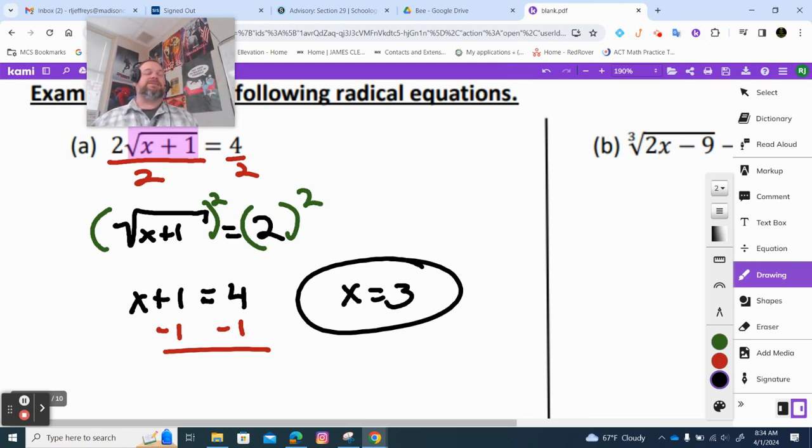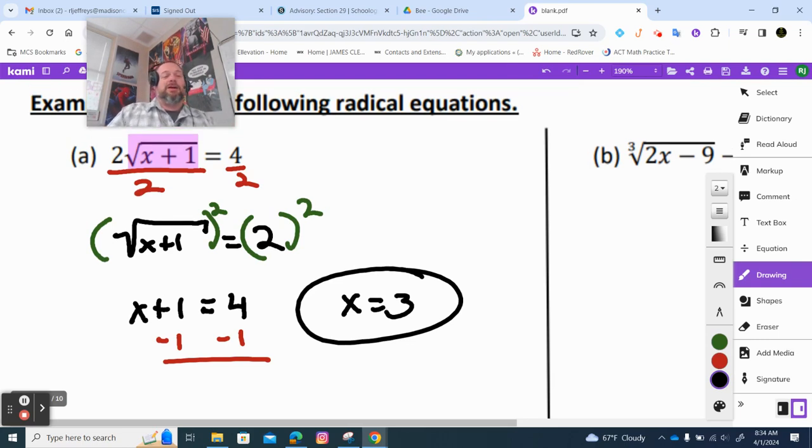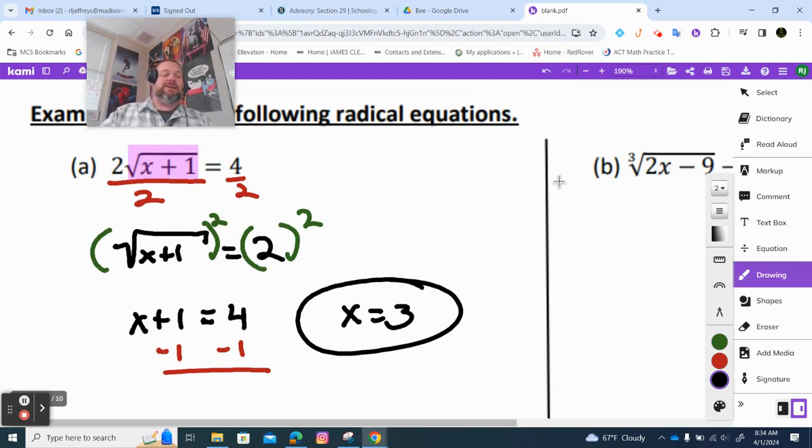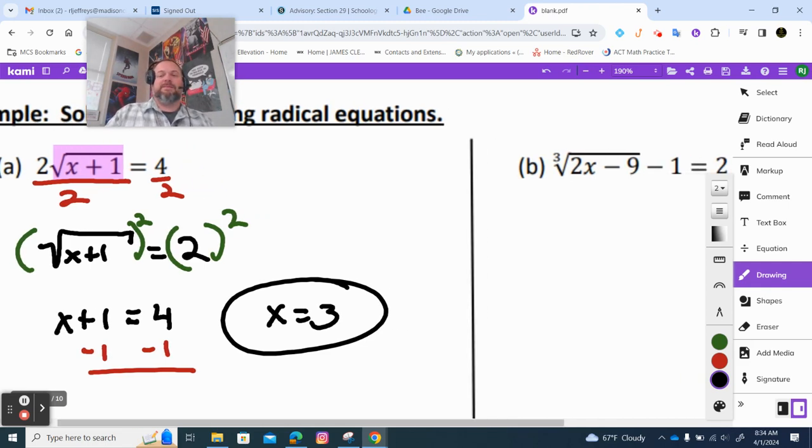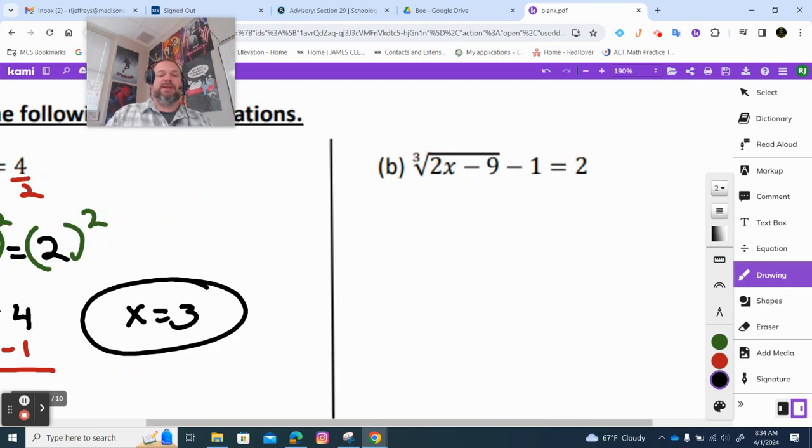Not so bad, except for the one thing. A lot of people miss the invisible 2 right here, the invisible 2 that's inside the square root. Okay, the invisible 2. All right. Let's look at example B.